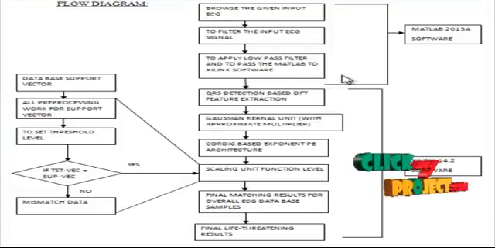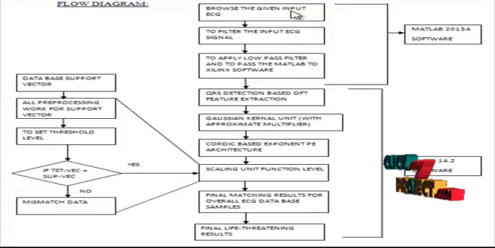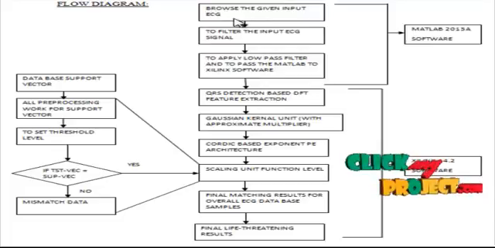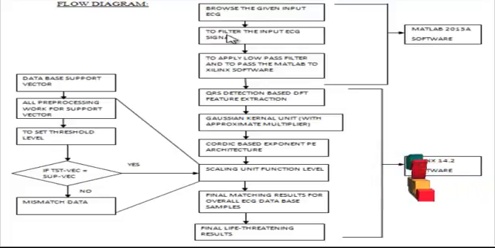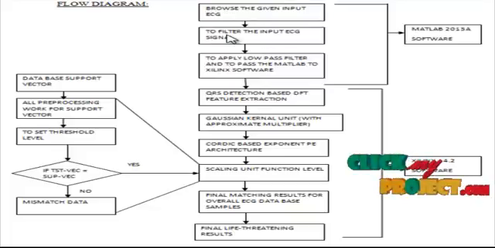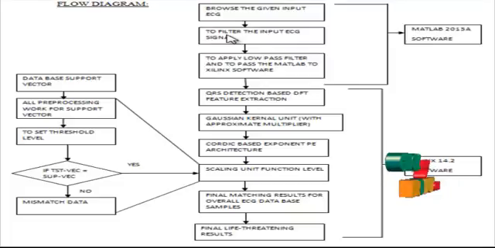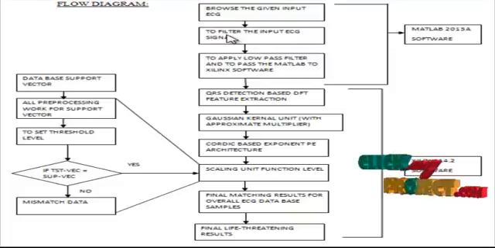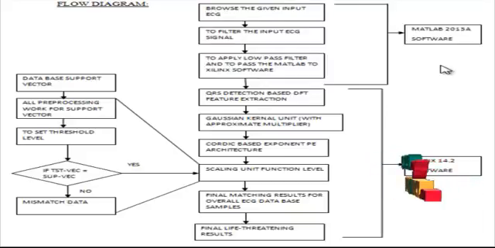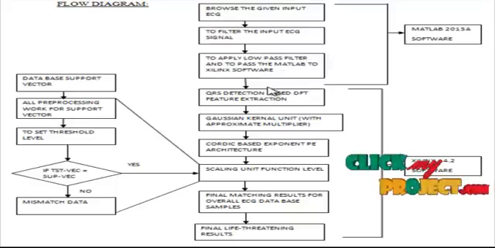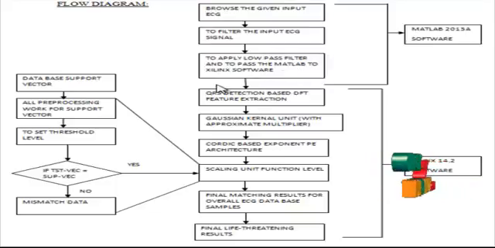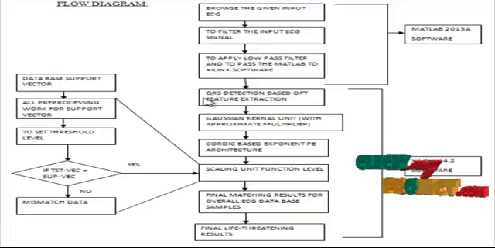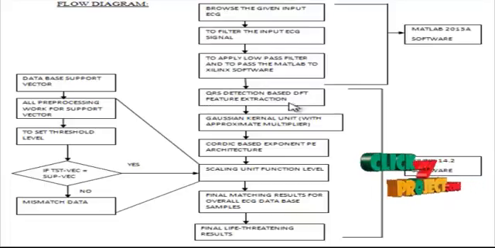This is our flow diagram for the product. First we select any one of the given input ECG signals to be browsed, then apply the filtering function. This filtering function filters the selected input ECG signal, applying a low pass filter, and writes all the values to text format. Because Xilinx only uses integer values, we write all the values to text. These functions are presented in MATLAB 2013A software, and the MATLAB file is applied to Xilinx software to identify the QRS detection based DFT feature extraction architecture.